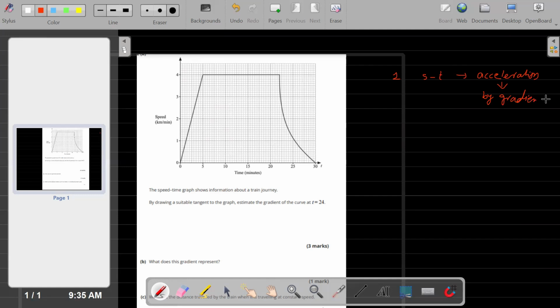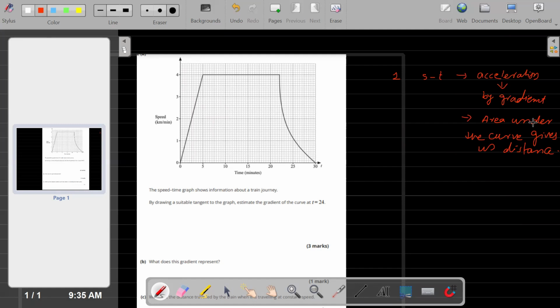And how can we calculate distance? Distance is calculated by taking the area under the graph. Area under the curve gives us distance. Is it clear, Fatma? Yes, miss. These are the two things which we discussed last time.